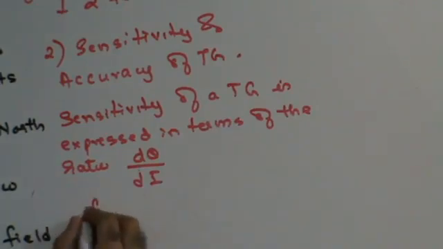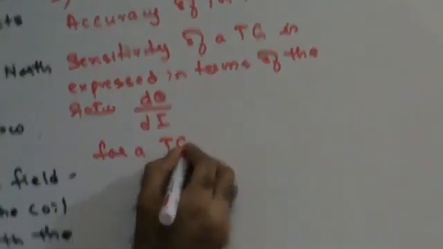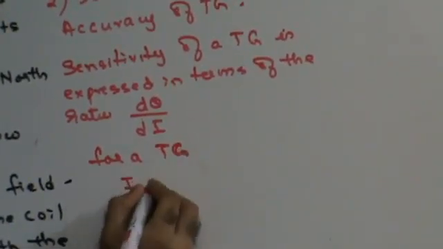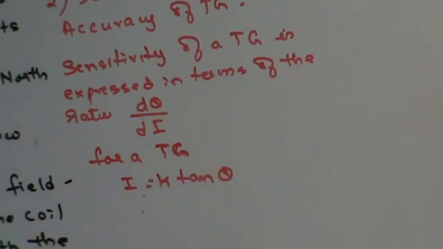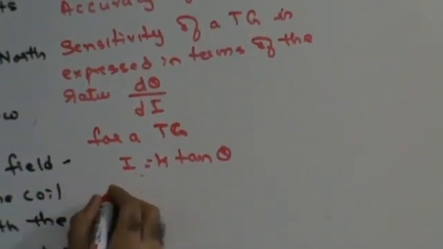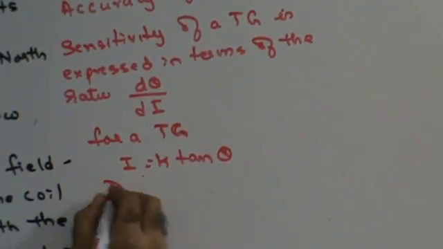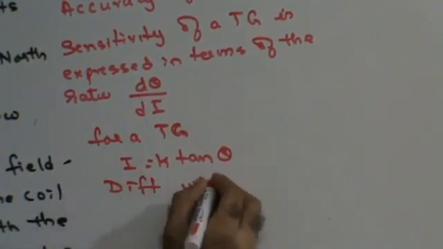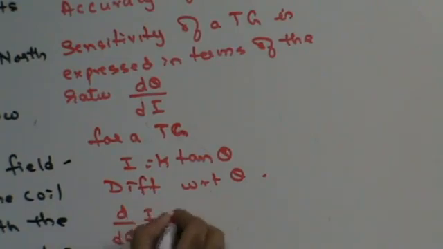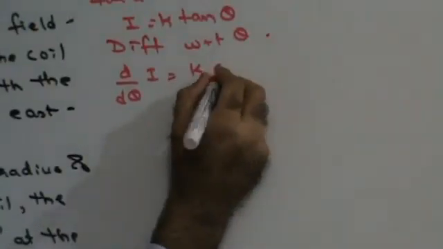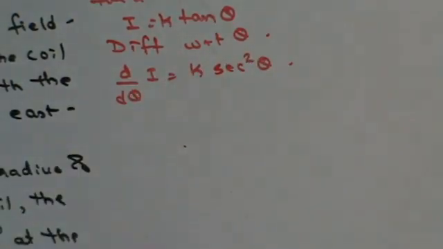Now for a tangent galvanometer, we have just derived that I is equal to K tan theta, right? Now I can differentiate this equation with respect to theta. So I'll get dI by d theta is K times d by d theta of tan theta, which is nothing but sec square theta.